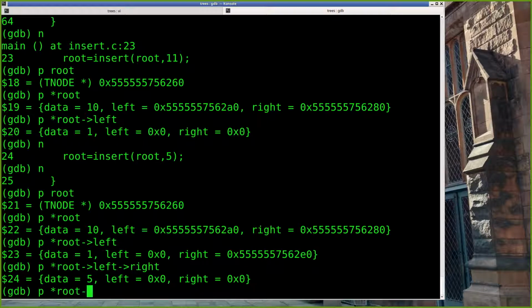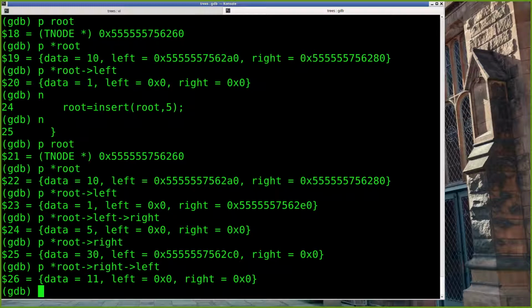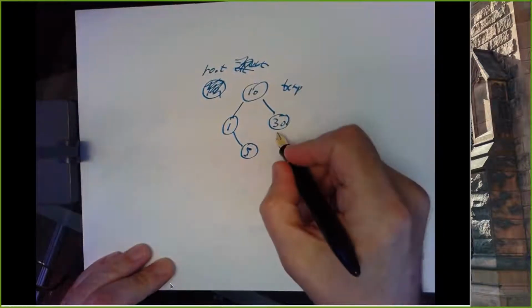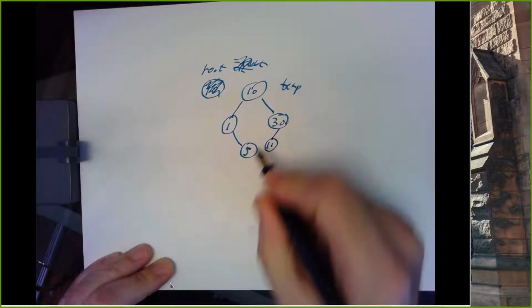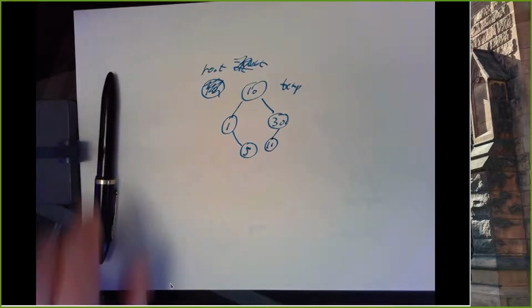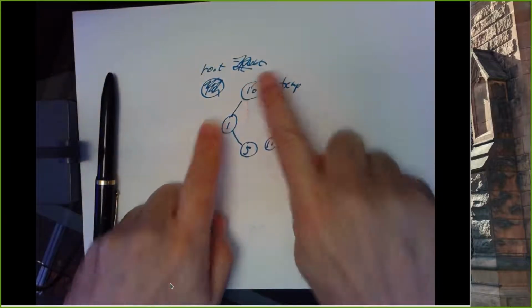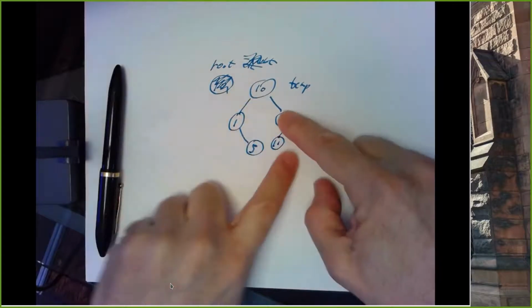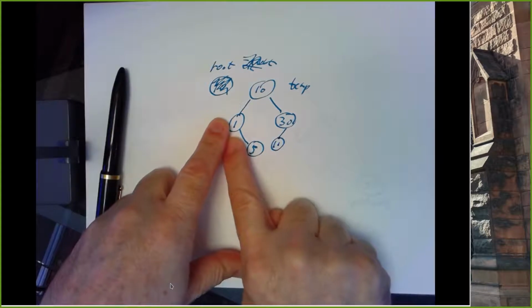And if we print root arrow right, that's our 30, and it has a child to the left, nothing to the right. And if we look to the left, that's a node with an 11. So our root right points to a 30, and 30 left points to a node containing 11. And so root is a tree here. And it's a binary search tree. Everything over here is smaller than 10, everything here is bigger than 10. Everything over here is smaller than 30, everything over here is bigger than 11.